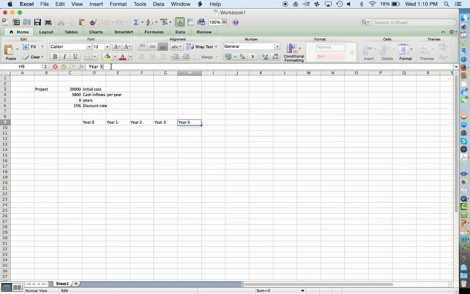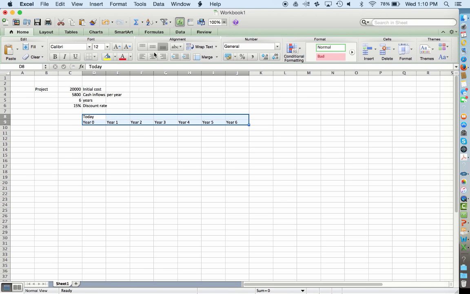Because, as I mentioned yesterday, there's a timeline that occurs here. Because we're told that the cash flows are going to occur for 6 years, we're going to have 6 years. But in doing a project evaluation, we always have a year 0, and that represents today. And that's typically the year that the investment occurs.